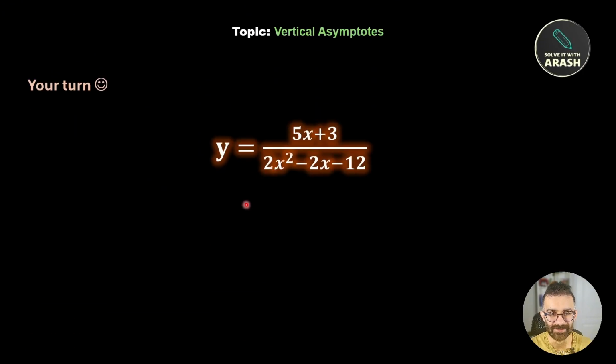Now it's your turn. Here's the function for you to try. Follow the same steps we just did and leave your answers in the comments below. Remember to find the zeros of the denominator and check the numerator for any point of discontinuity.